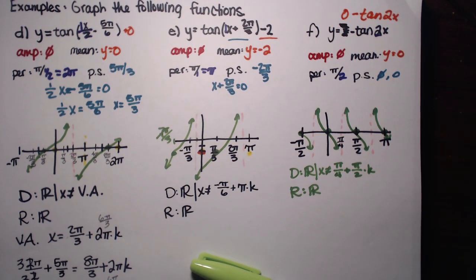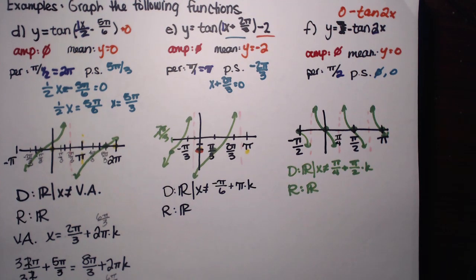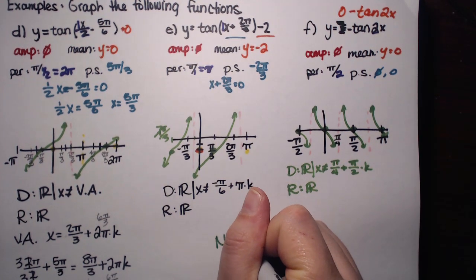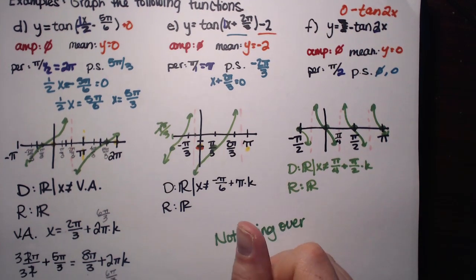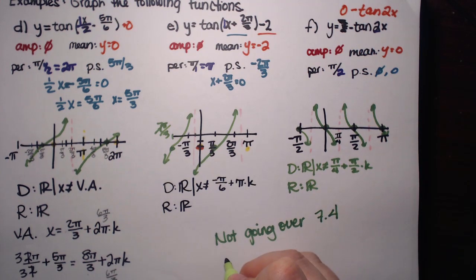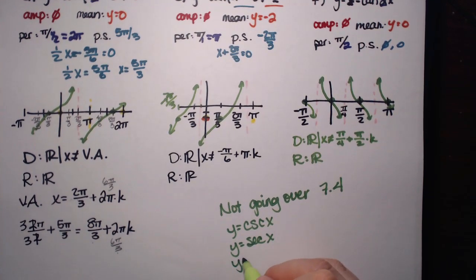but I'm not going to be going over 7.4. So that's where you graph cosecant, secant, and cotangent. I'm not going to test on those because we're doing the soft closure. So I'm not going to test on them. If you do plan on going forward in math, you're going to want to know how to do those. Look up some YouTube videos on them.